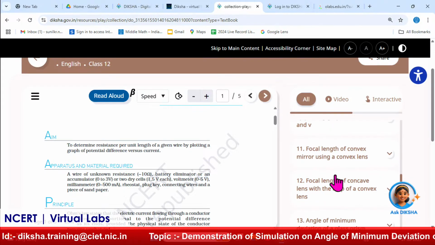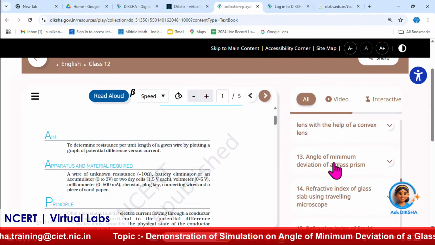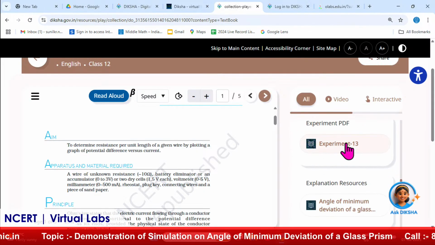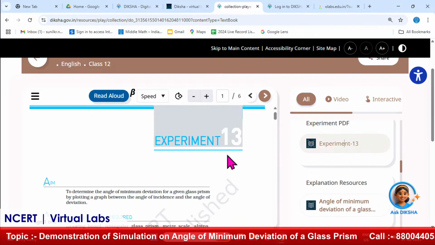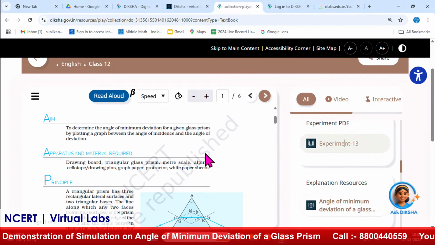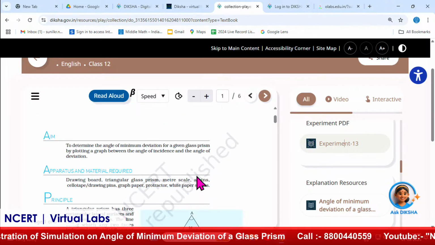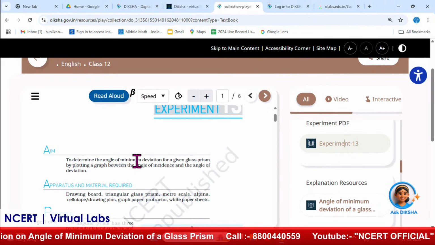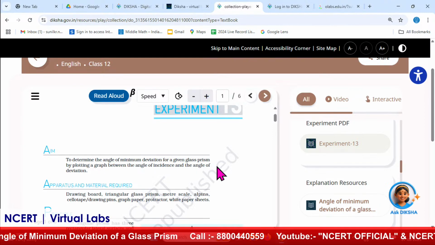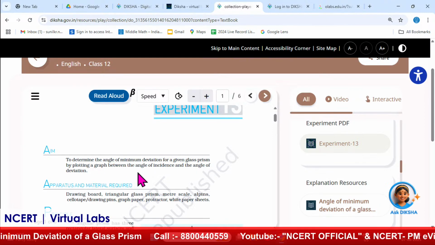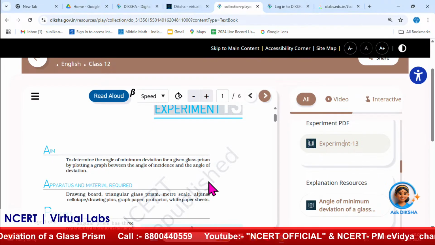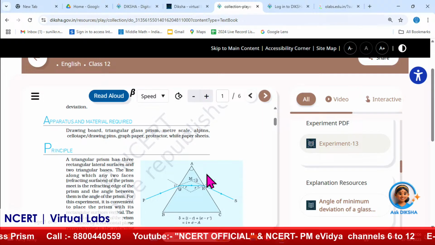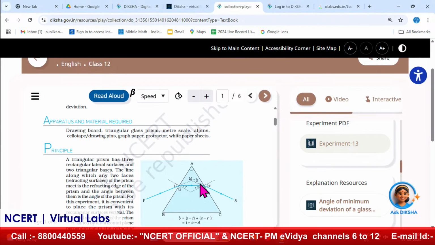So, this one we have, the 13th experiment is there, angle of minimum deviation of glass prism. So, experiment 13, here you will find the PDF, which is according to the CBSE, NCERT, and lab manual, to determine the angle of minimum deviation for a given glass prism, and by plotting a graph between the angle of incidence and the angle of deviation. So, this is the aim of our experiment, and apparatus required is simple glass prism which is required over here.